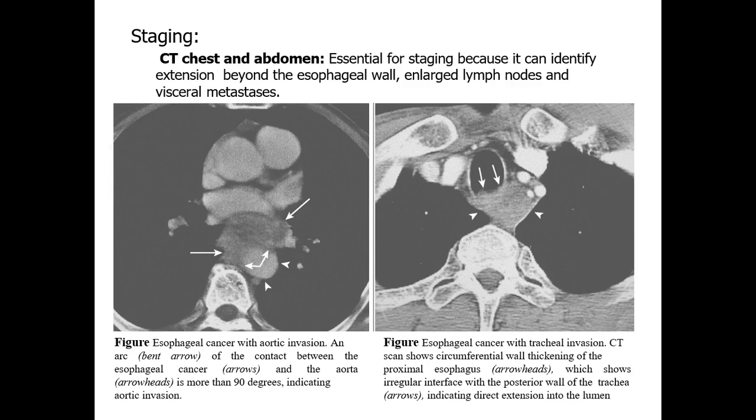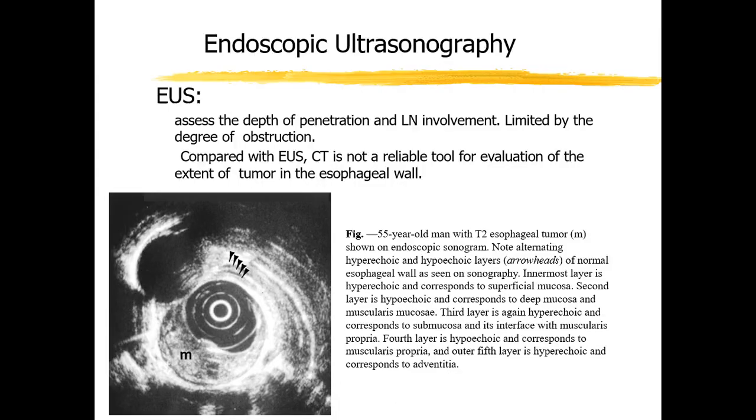Now, CT scan of the chest and abdomen is very, very important. It is not only for diagnosis of the disease, but also for staging the disease. You can well see the lymph node involvement, and you can well see liver, lung or any visceral metastasis. You can easily diagnose as well as stage the disease, right?